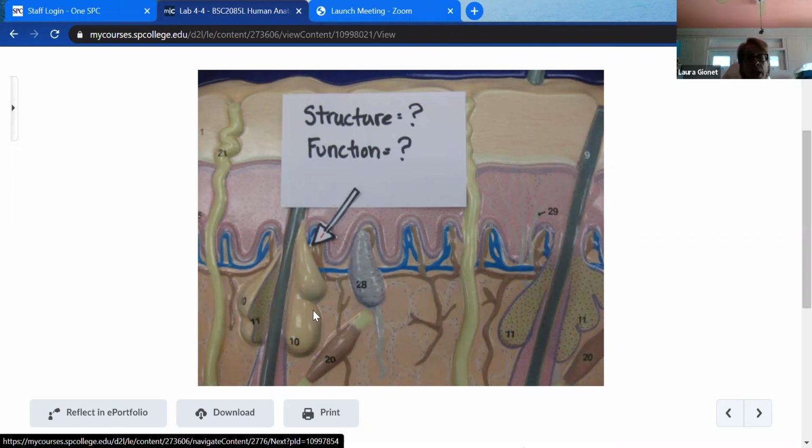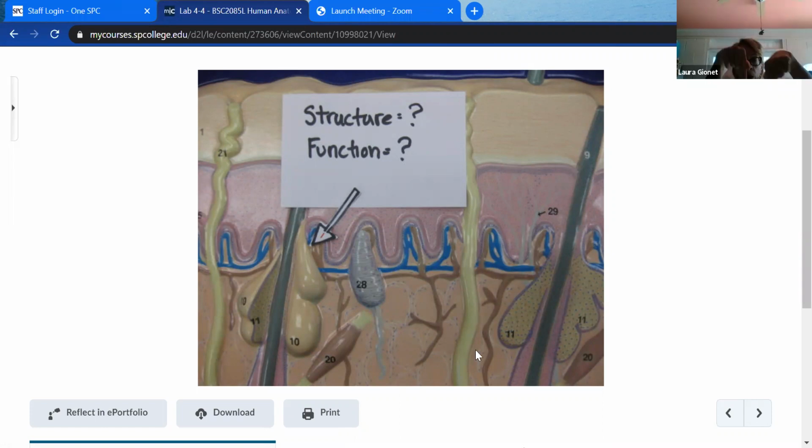Over here, adjacent to the hair, you can see 10, 11. Here's 11 over here. Those are the oil glands or sebaceous glands that use the hair follicle shaft to express oil to the surface of the skin. And then over here, number 21, these yellow tubes, you can see one to the right and left of this hair follicle. If you follow it all the way down to the bottom, it kind of looks like a coiled hose. Those are sweat glands or sudoriferous glands.